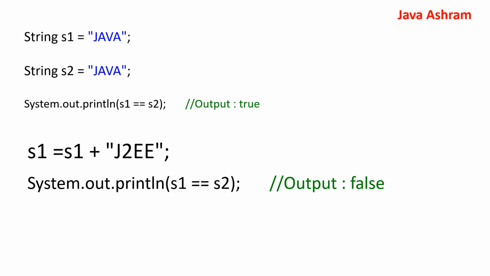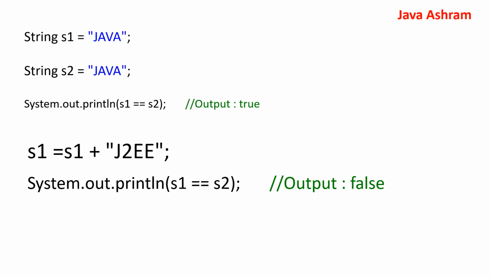String objects created using a string literal are stored in the string constant pool. And in the string constant pool, no two objects can have the same content. Here s1 and s2 are created using the same literal, therefore there is only one such object in the pool. So if you print s1 double equals s2, it will return true, since s1 and s2 both point to the same memory location of the object.